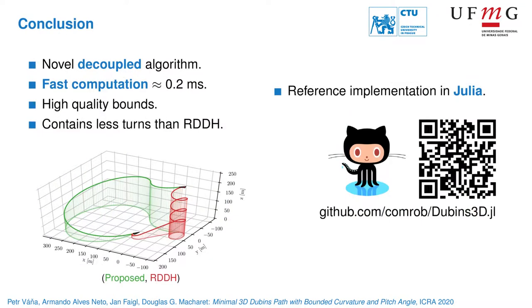To conclude, we have proposed a novel heuristic algorithm that is able to find a 3D Dubins path in only about 0.2 milliseconds using a single core of a conventional computer. The proposed solution also outperforms existing methods in the solution's quality for most of the cases, and the provided lower and upper bounds are very tight. Furthermore, the produced path contains fewer turns in comparison to the Dubins helix approach. That is a side effect of decoupling the problem and may be beneficial in real applications.